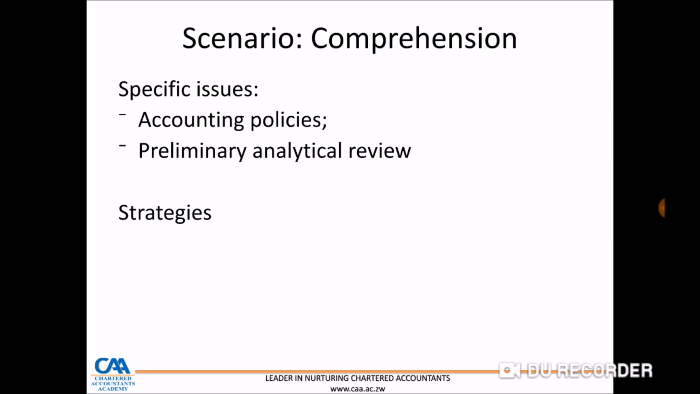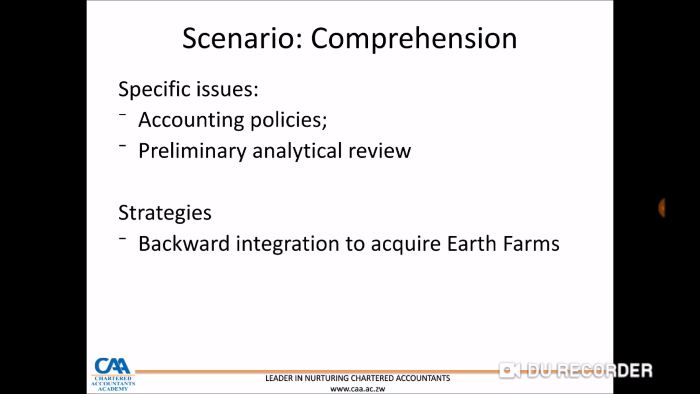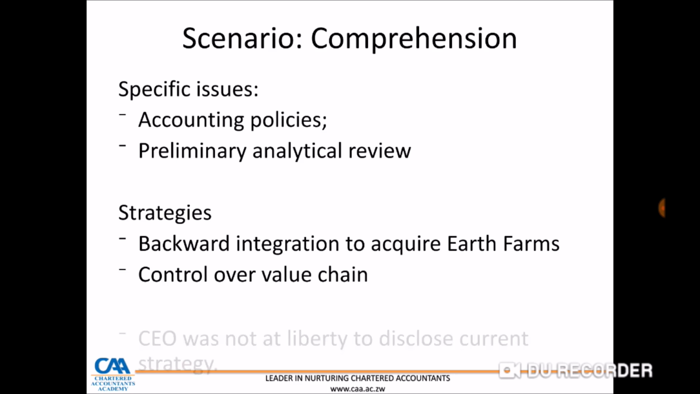What were the company's strategy? Backward integration to acquire Earth Farms? Have an understanding of who is Planet World. How do they earn their monies, right? Control over value chain was also another strategy within Planet World. That is what they wanted. So already your mindset is thinking, is this strategy going to assist them? Is this strategy consistent with the information that I'm being given?